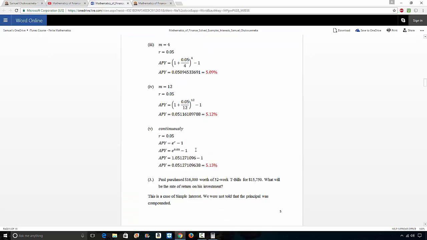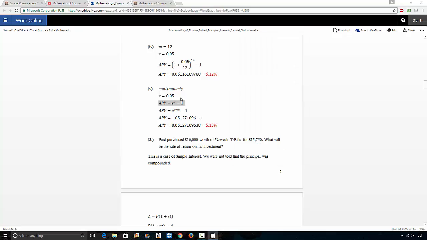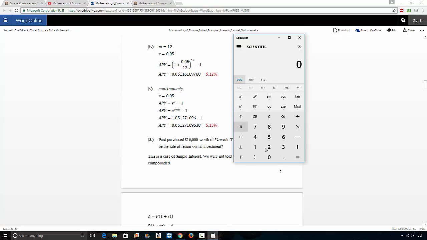And for continuously, the same thing, that is the way you do the rest of it here. For continuously, you can use this. This is the formula you use. So we are told that the rate is 5%, which is 0.05. If you look at this now, you don't see the exponential function here, e to the power x. That is what it should be.